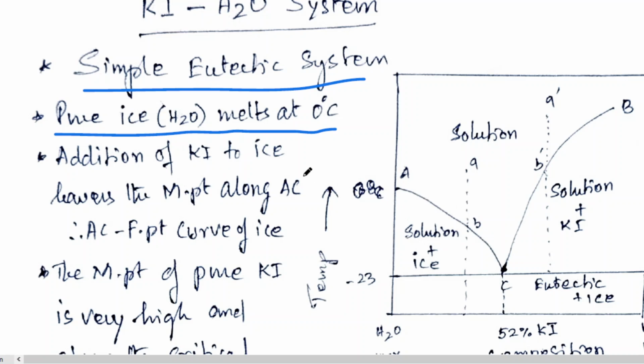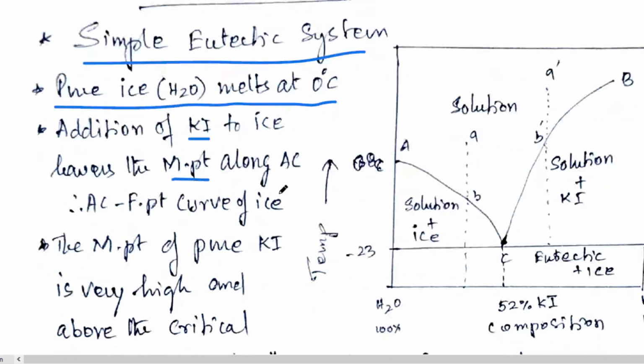Okay, when you add potassium iodide to ice, what will happen? It will lower the melting point along the curve AC, the same thing. And this is the freezing point curve of ice.